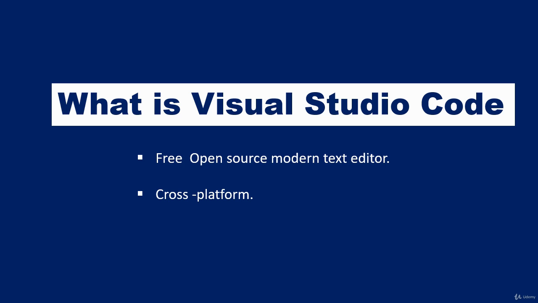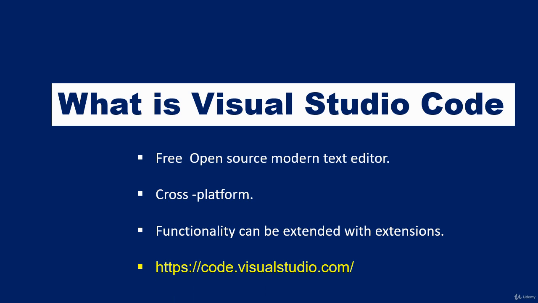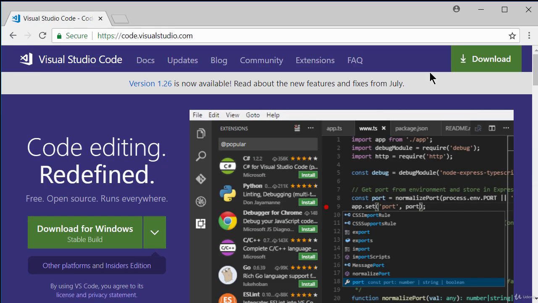Visual Studio Code can be extended in functionality by installing extensions. So if you want to add functionality to Visual Studio Code, you can download and install extensions to extend its functionality. The official link to Visual Studio Code is displayed on the screen. You can download Visual Studio Code from this link and also learn more about the text editor from the link.